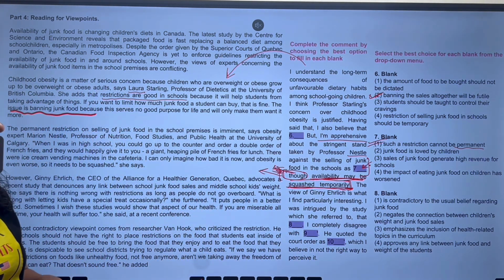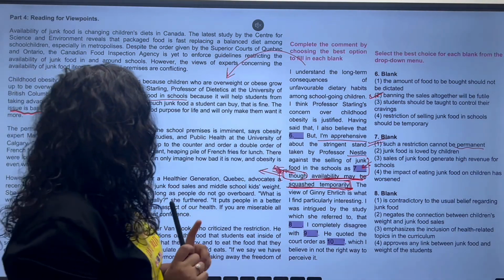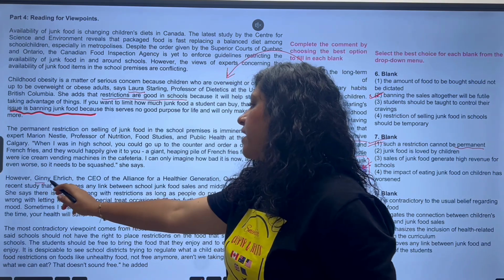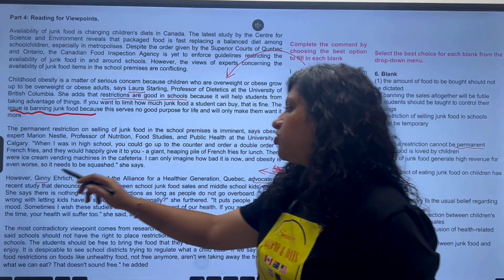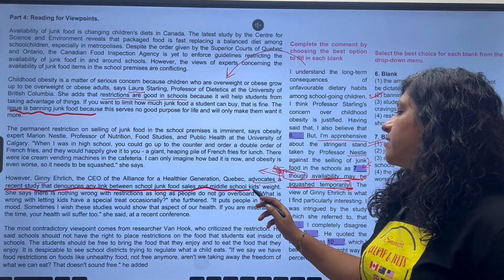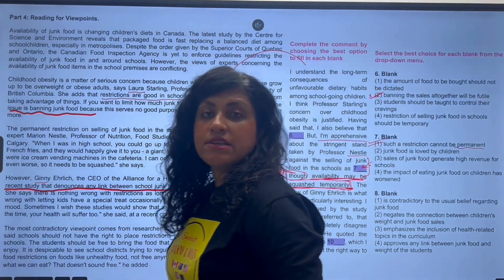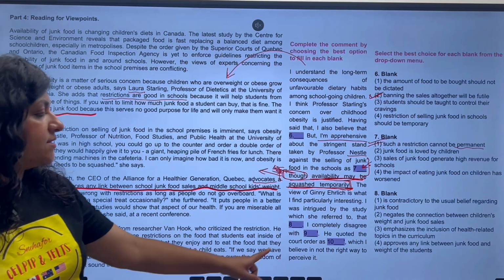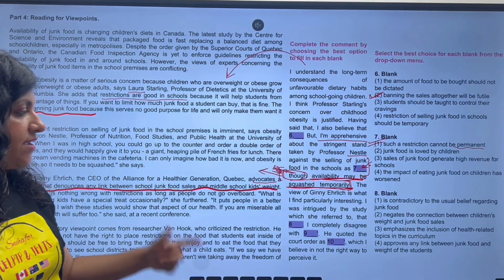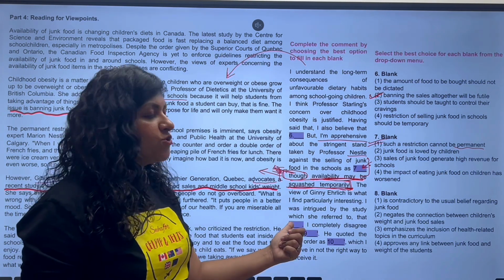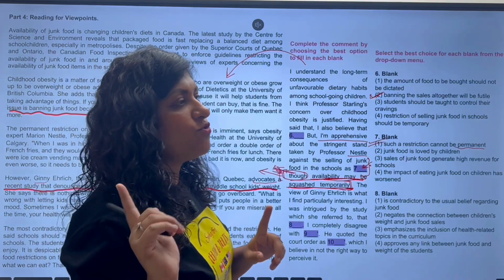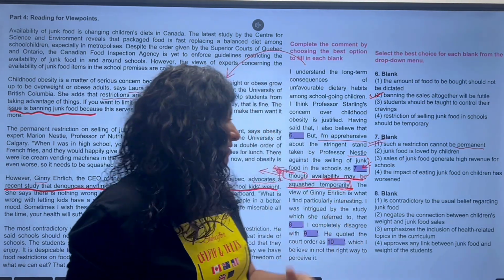I was intrigued by the study which she referred to. Now, if you remember, there was a study that was mentioned in the viewpoint of genealogy, the study that she supports, and the study says that there is no link between school junk food sales and middle school kids' weight. So what will the reader say? That I was intrigued by the study which she referred to, this study, that dash. So what does the study say? That there is no link between junk food sales and middle school kids' weight.